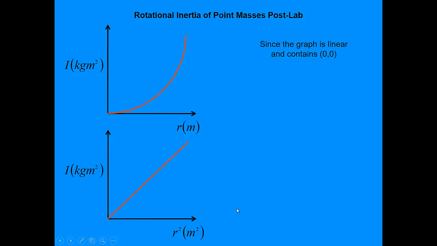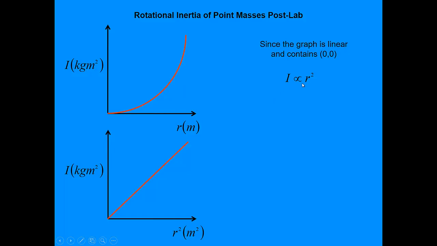Well, we look at our linearized graph, and since it's linear and goes through 0, 0, we can say that the rotational inertia is proportional to the distance squared. This, again, is the distance from the axis of rotation to the center of mass of our point masses, to the position of the point masses, essentially. So notice that means if we move our point masses twice as far away, you don't end up with twice the rotational inertia, you end up with 2 squared, or 4 times the rotational inertia. If you triple their distance, 3 squared, 9 times the rotational inertia.